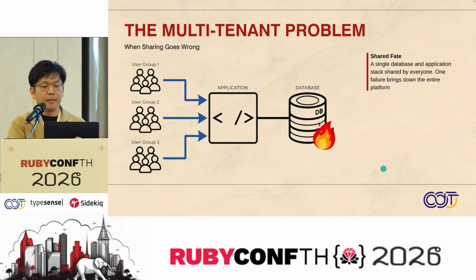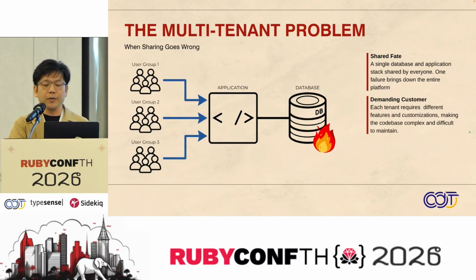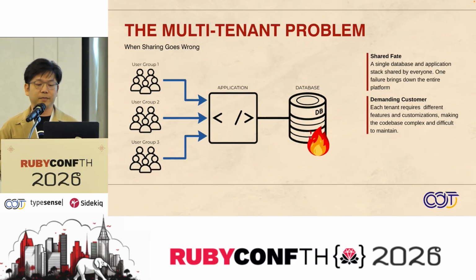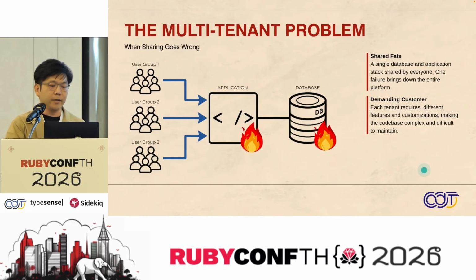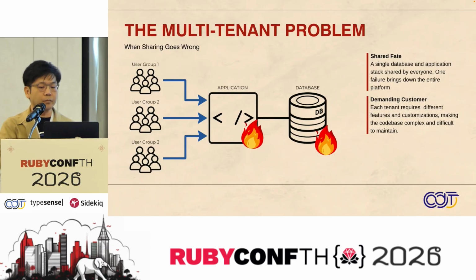Second, the demanding customer. As bigger tenants arrive, they all want maybe slightly different features, custom behavior, sometimes even custom integrations. The more we change our code to please that tenant, the more complex it becomes. It will become harder and harder to change anything without worrying about regression for someone else. Another point of failure.